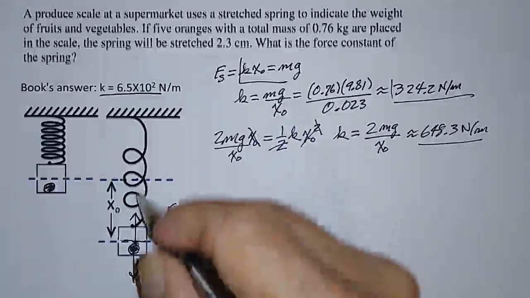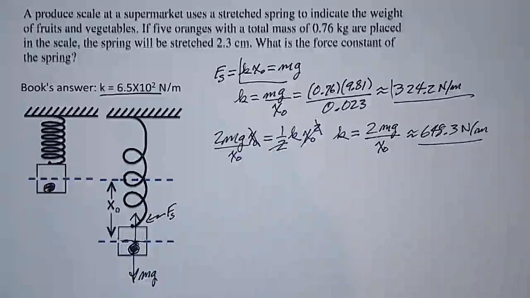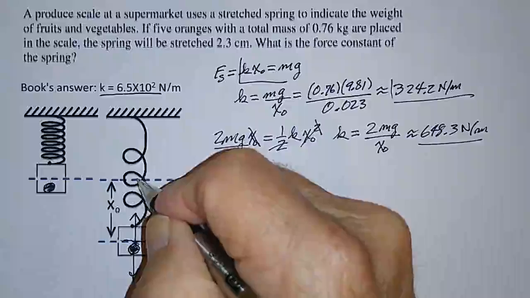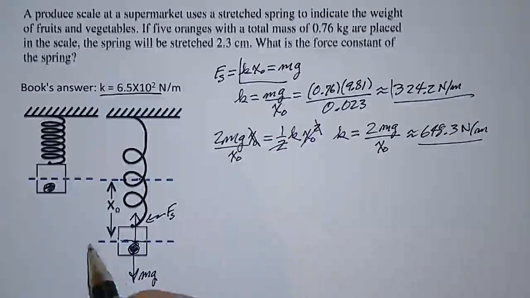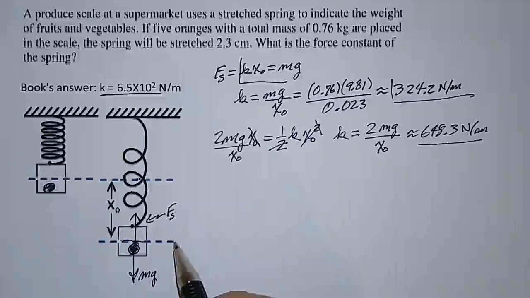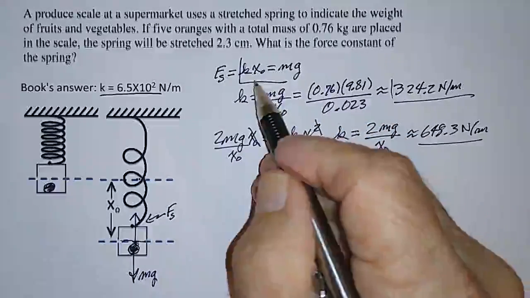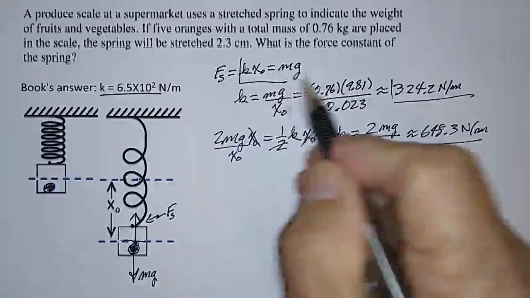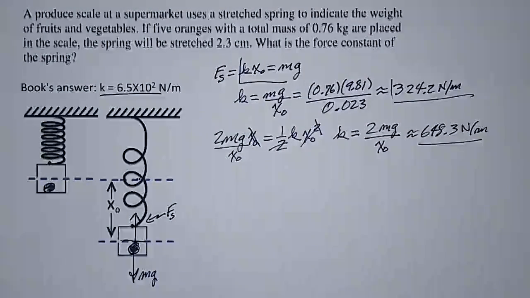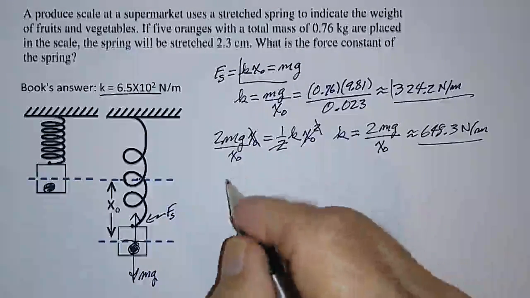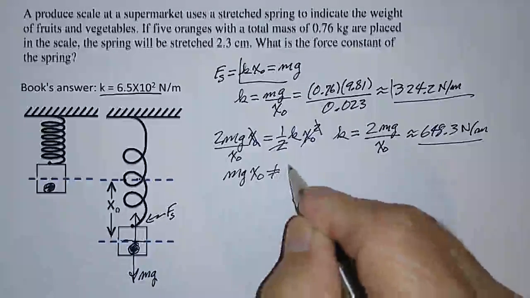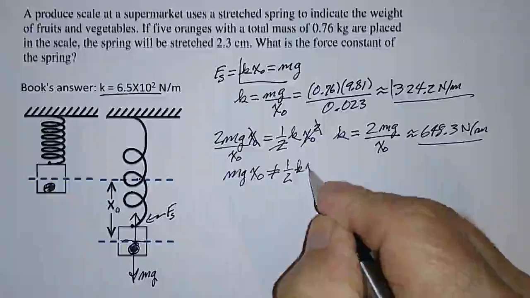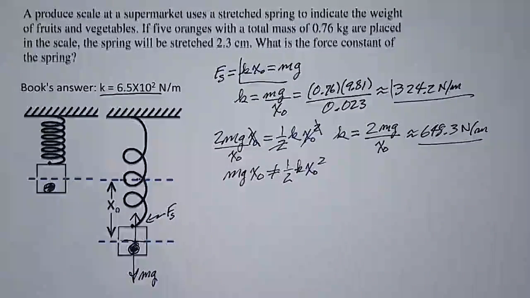And it turns out that it goes down by an amount x naught, comes back up to the starting point, and it oscillates back and forth across this equilibrium position that we already found, or we could find from this equation right up here. So what's the problem here? Why isn't this true? This mg x naught is not equal to 1/2 k x naught squared, and that's the problem.